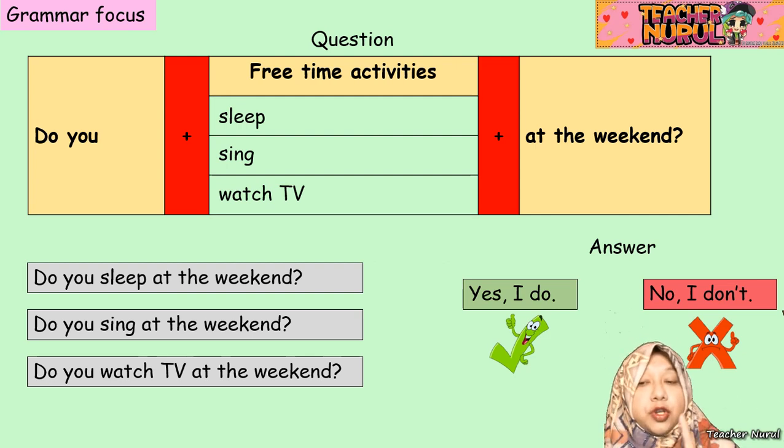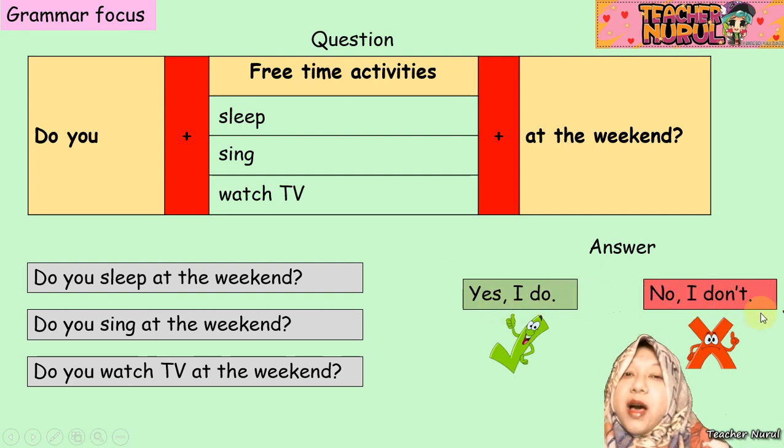So if you do sleep at the weekend, do you sleep at the weekend? Yes, I do. But if you don't, do you sleep at the weekend? No, I don't. Okay, do you understand? Do you sing at the weekend? Yes, I do. Do you watch TV at the weekend? No, I don't. So this is how you answer the questions. You're going to choose whether to use yes, I do, or no, I don't.